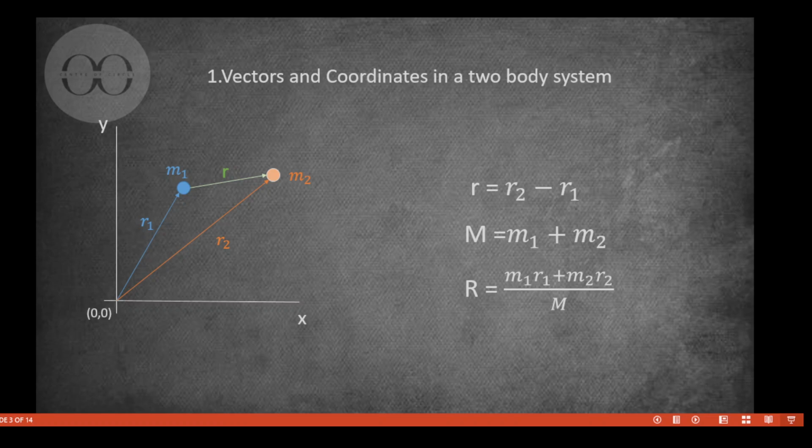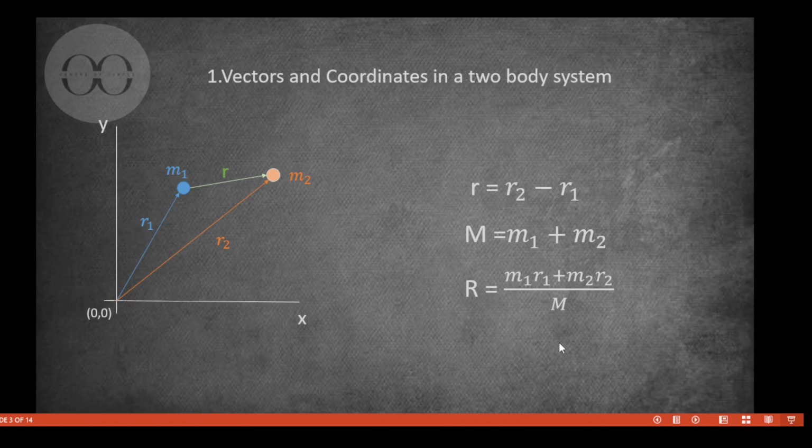and capital M is the total mass of the system. As there are two particles in the system, one has mass m1 and another has mass m2, the total mass of the system will be the sum of the masses of the particles, which is m1 plus m2, and we denote it by capital M.